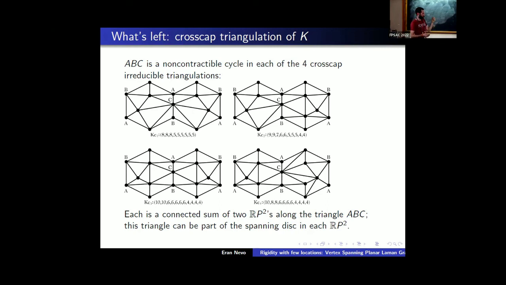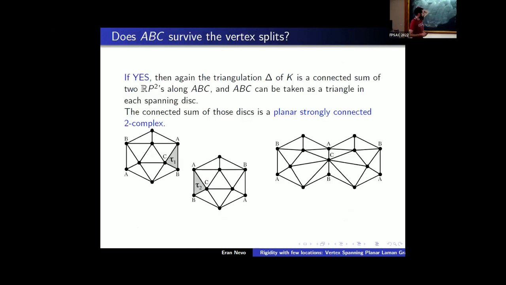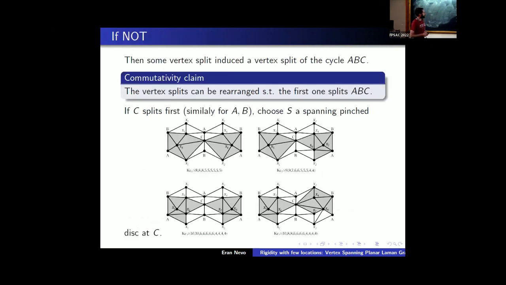So what's left is the case where in one of the vertex splits, it may happen that it also splits the missing triangle, making it a 4-cycle. The question is what to do then. So that's the problematic thing. This I actually already explained. There we show a commutativity claim, that you can rearrange the splits so that the first vertex split you do actually extends this missing triangle to a 4-cycle. And now how do we resolve this?